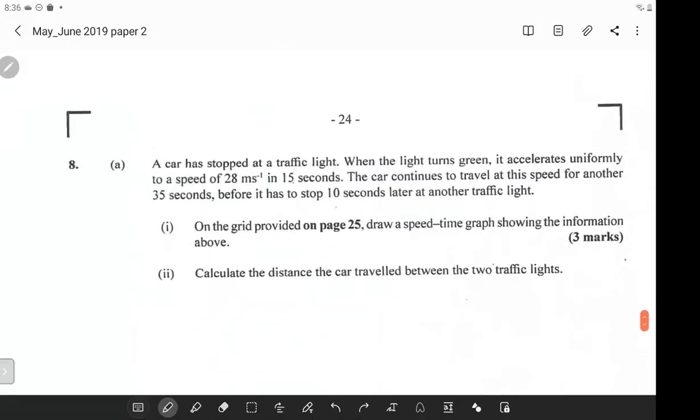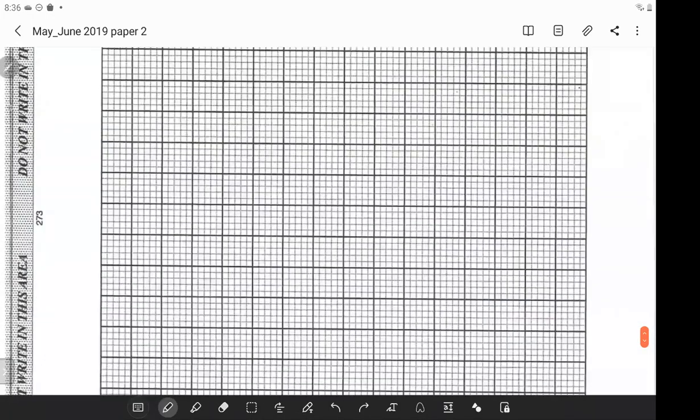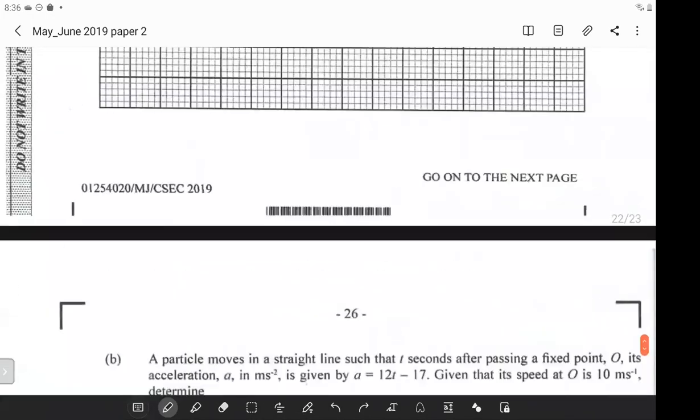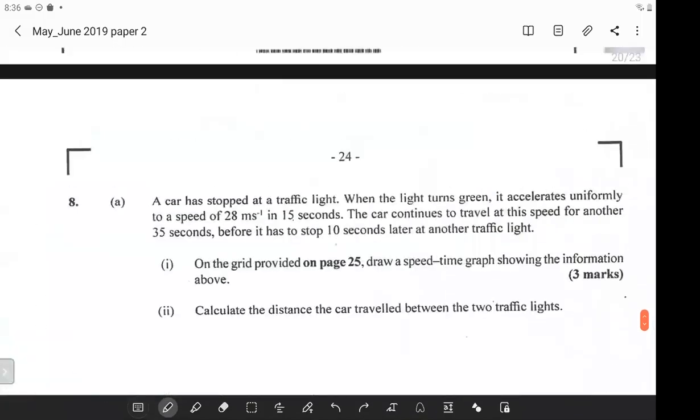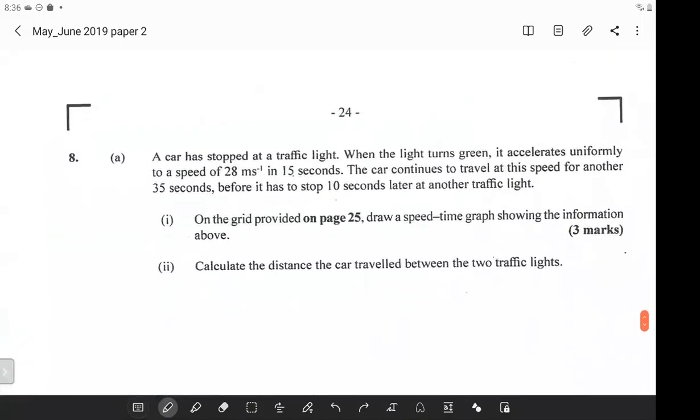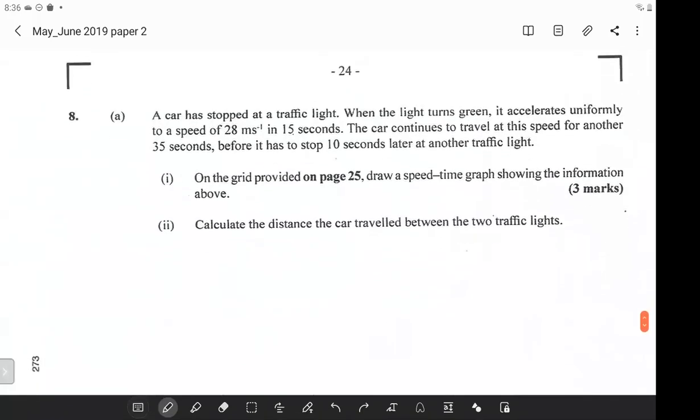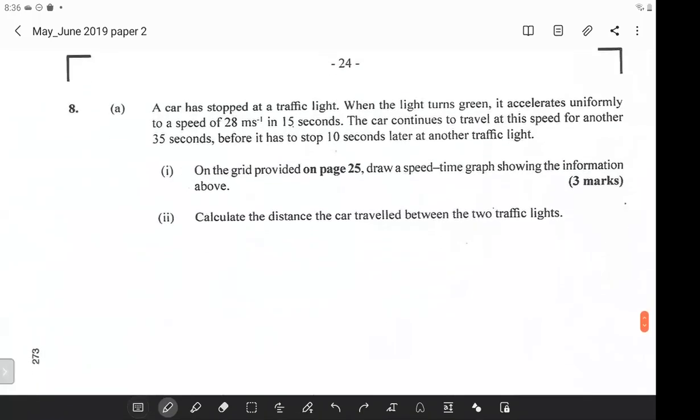Lovely. So I think we are on the last question. Yes. So let's just do this quickly. So number 8, a car has stopped at a traffic light. When the light turns green, it accelerates uniformly to a speed of 28 meters per second in 15 seconds. The car continues to travel at this speed for another 35 seconds before it has to stop in 10 seconds later at another traffic light.